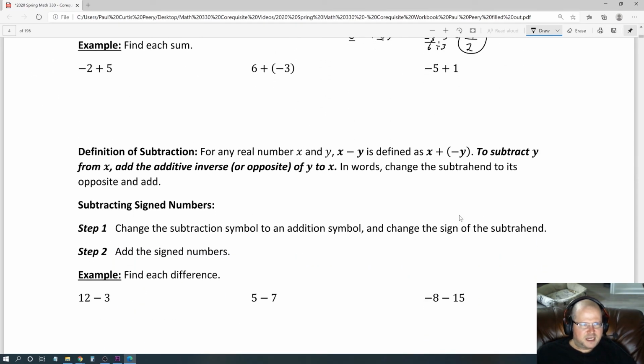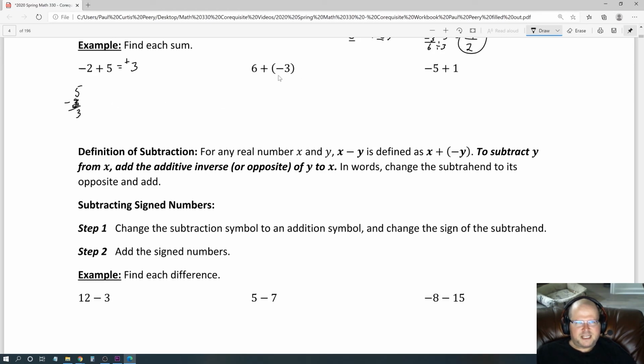Next, we find the sum of negative 2 plus 5. 5 is stronger than negative 2, so we know your answer is going to be positive. You don't really have to write that plus there because by default it's positive, but I'm just doing it to illustrate. And the difference between 5 and 2 is 3. So 5 minus 2 is 3.